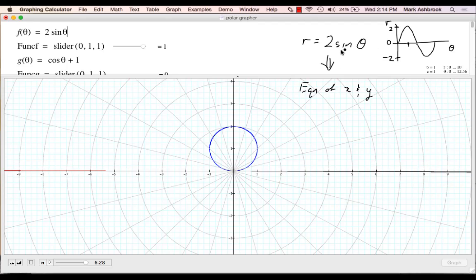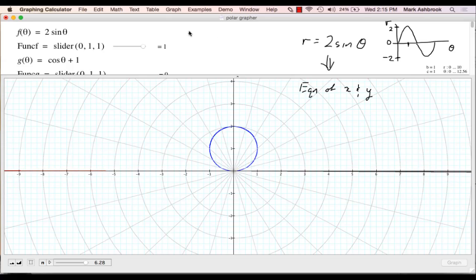No, I'm looking at the 2 sine theta. So if I would just want to focus on this right-hand side, 2 sine theta. Does it equal anything with x's and y's? It would be nice if there was what? We're trying to get this to look like an x or a y. No, not squared.